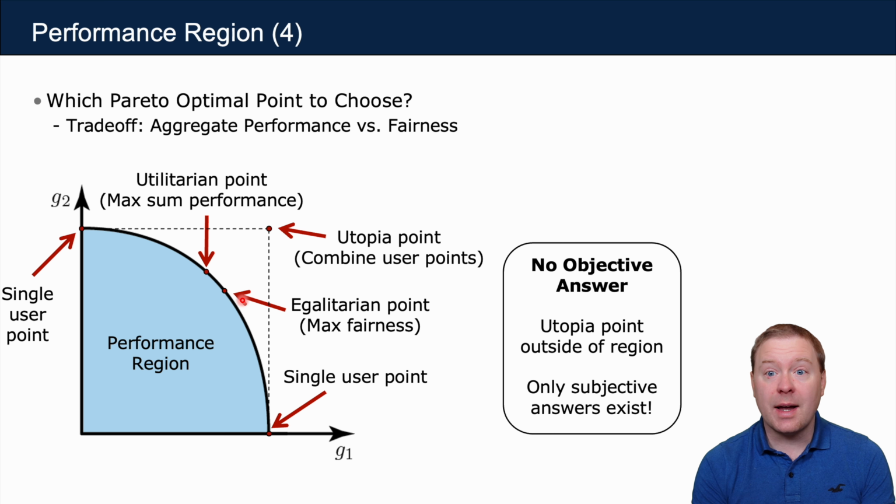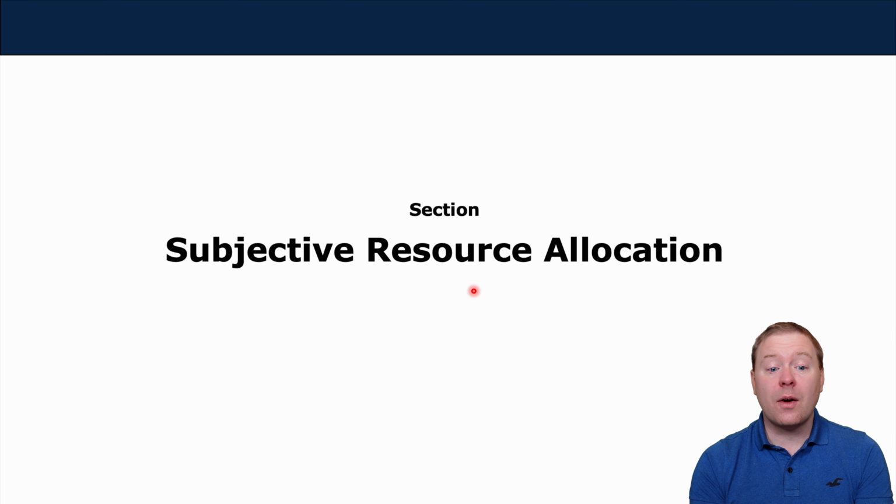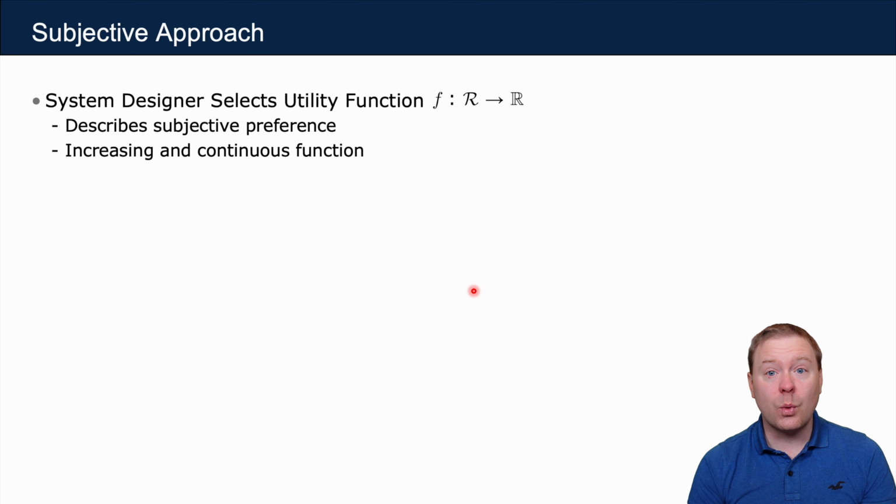Only subjective answers exist, so we need to form our own opinion about what we would like to achieve with our system. This leads us into the area of subjective resource allocation, where we as system designers need to select a utility function that takes as input one point that might be in our performance region and assigns a number that tells us how preferable that point is. A larger number means better, so it should be an increasing and continuous function as well.